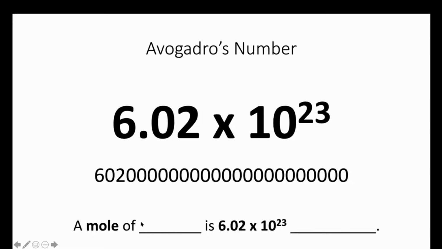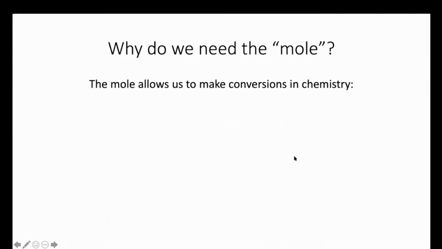So a mole of something, a mole of anything, maybe it's a mole of molecules, we abbreviate molecules like this, is 6.02 times 10 to the 23rd molecules. A mole of dollar bills is 6.02 times 10 to the 23rd dollar bills. It is anything.